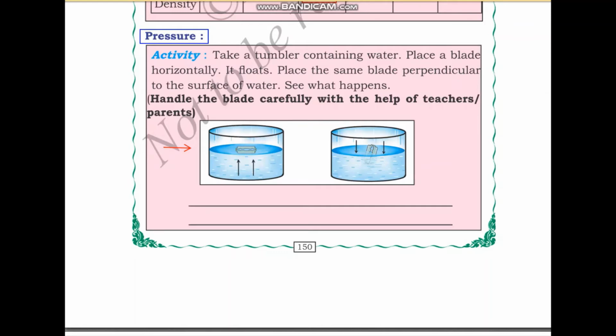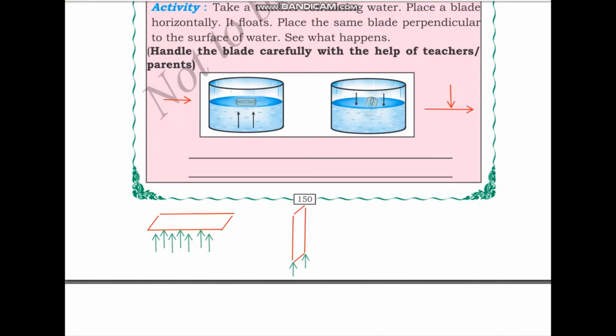So you can see that it is floating. And place the same blade perpendicular to the surface of water. So here, if this is the water surface, they have placed the blade perpendicular to the water surface. Then see what happens. I have drawn two diagrams here to show you what happens when the blade is placed horizontally and vertically.